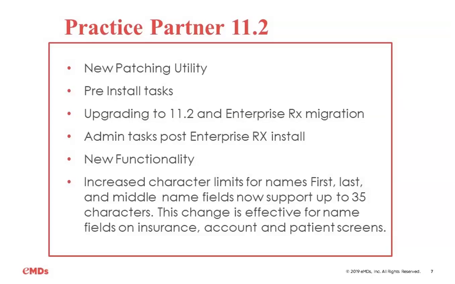All right. So we'll talk about the new patching utility, the pre-installed tasks, upgrading to 11.2 and enterprise migration, admin tasks, and new functionality. One of the big things in the 33 table upgrades is increased character limits for the name fields for the first, last, and middle name. Now supports at least 35 characters, right? So if somebody's got a very creative middle name, we'll support up to 35 characters of that, okay?